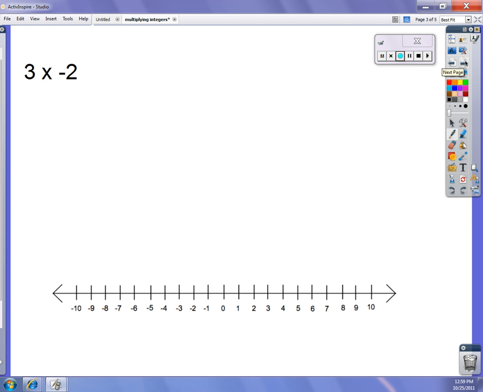So let's start with this one, 3 times negative 2. If we know our rules, a positive times a negative, we're going to get negative 6. 3 times 2 is 6, and a positive number times a negative number always gives us a negative product. But let's talk about why.